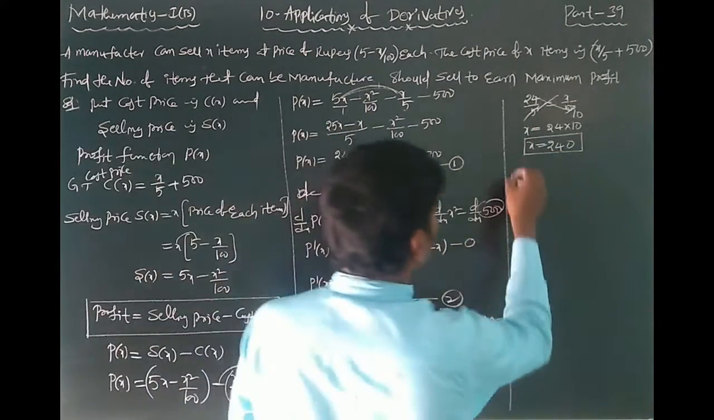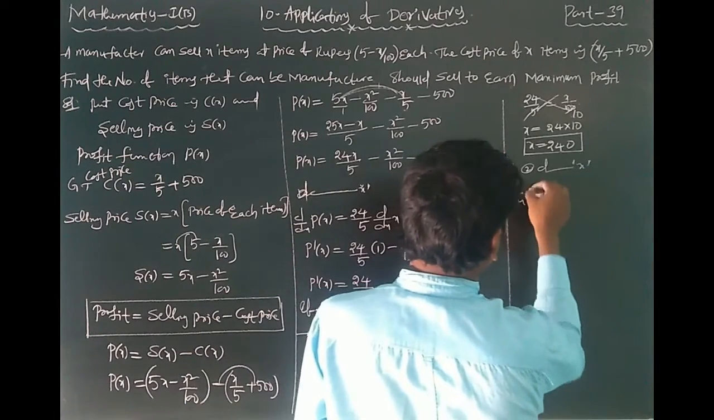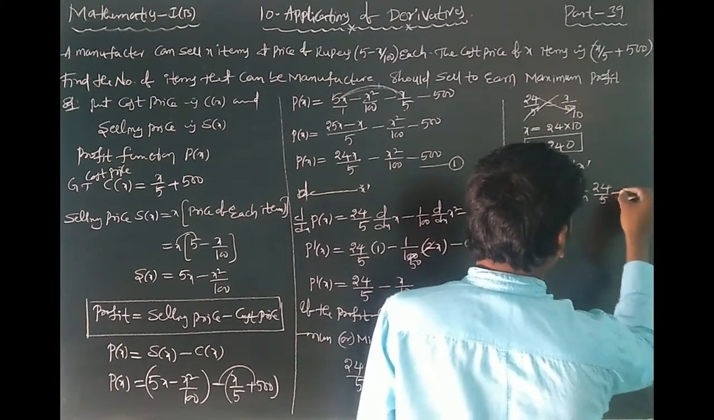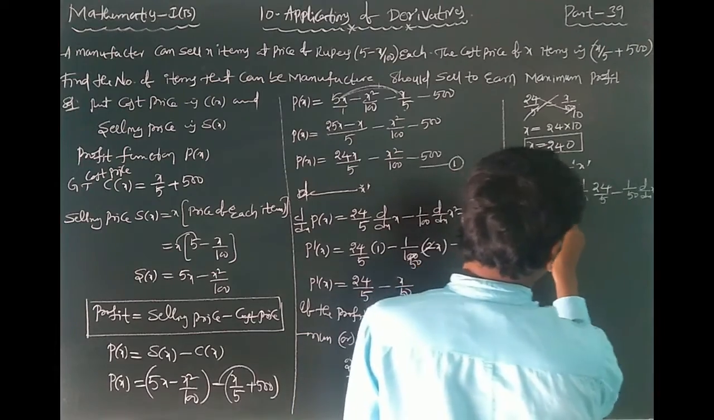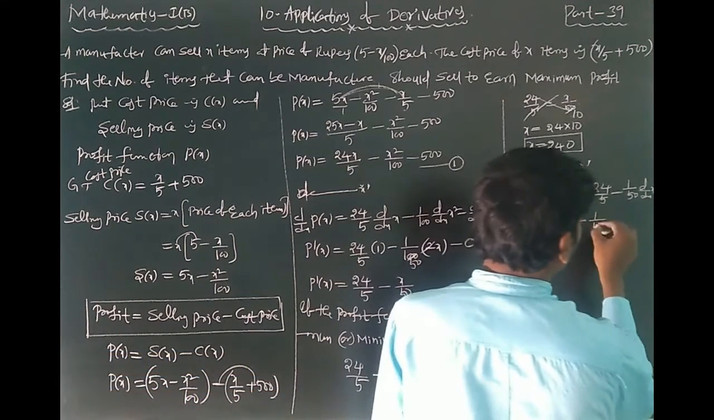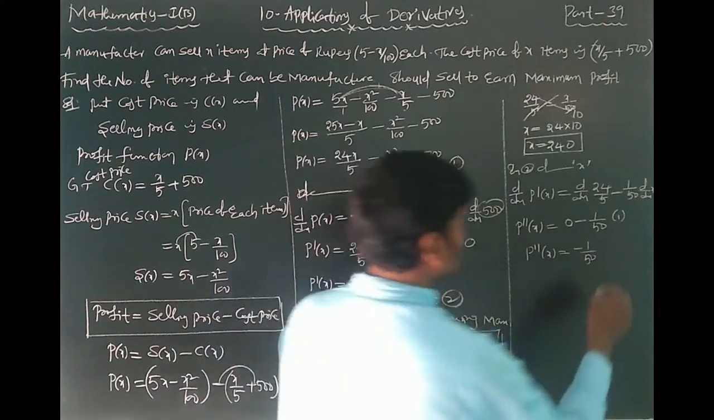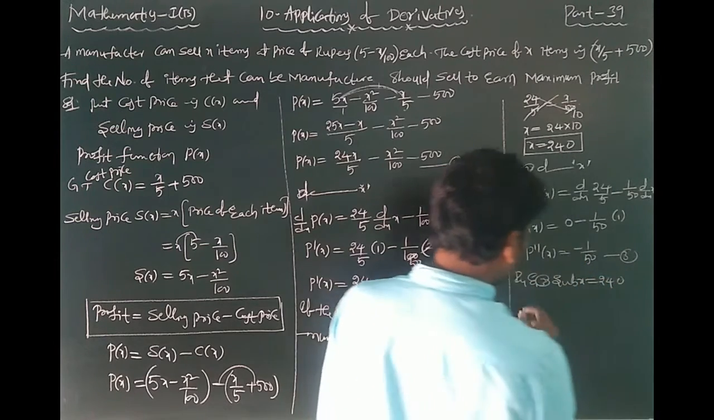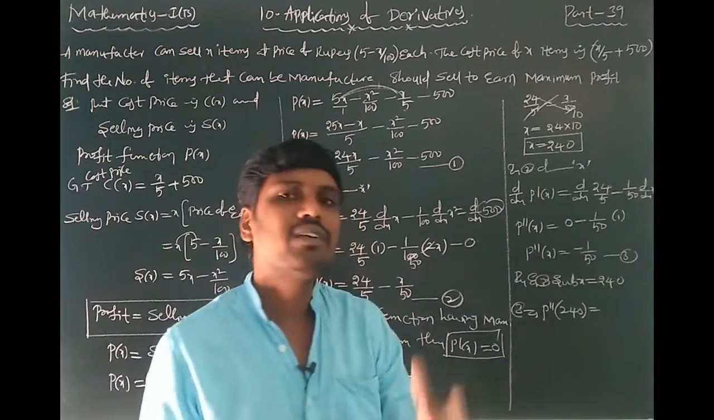After that, in equation 2, take the derivative on both sides with respect to x. d by dx of P dash X equals d by dx of 24 by 5 minus 1 by 50 times the derivative of X. The derivative of P dash X is P double dash X. The derivative of 24 by 5 is 0, and minus 1 by 50 times the derivative of X, which is 1. So P double dash X equals minus 1 by 50. This is equation number 3. In equation 3, substitute X equals 240: P double dash of 240 equals minus 1 by 50. Which function, students?